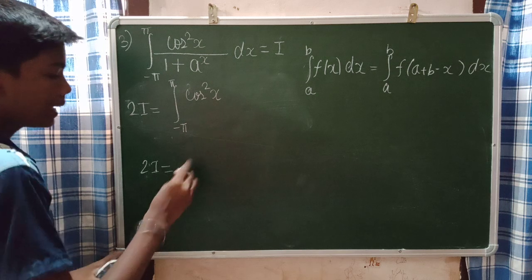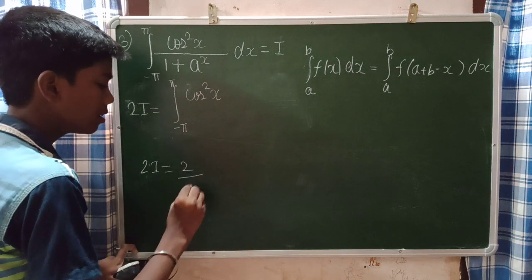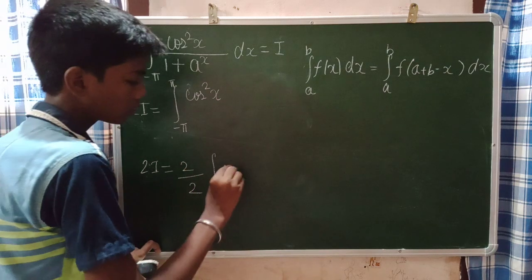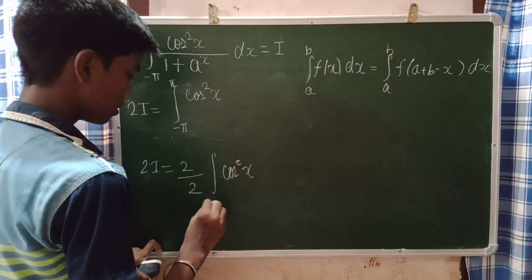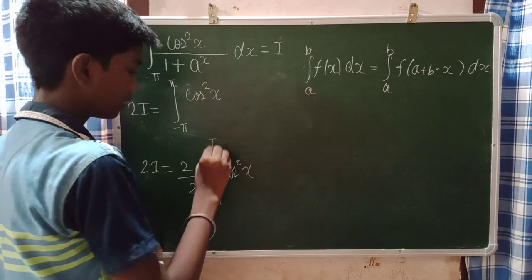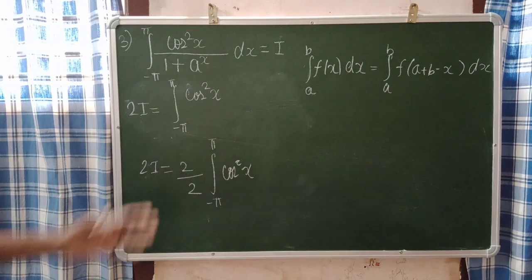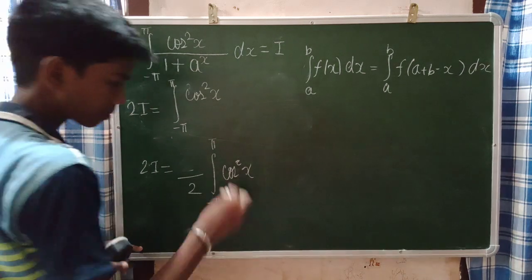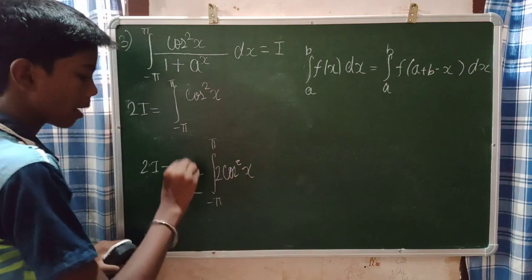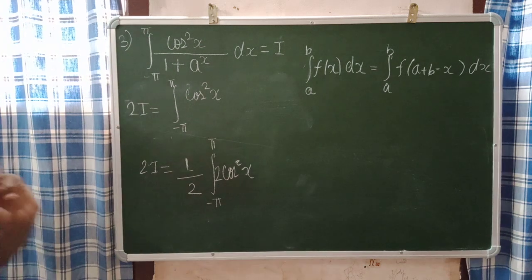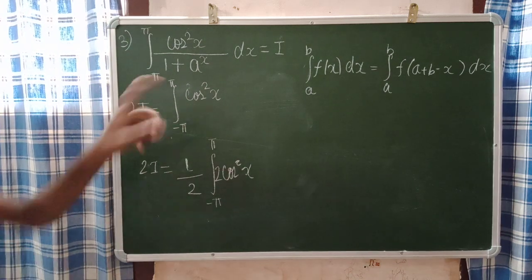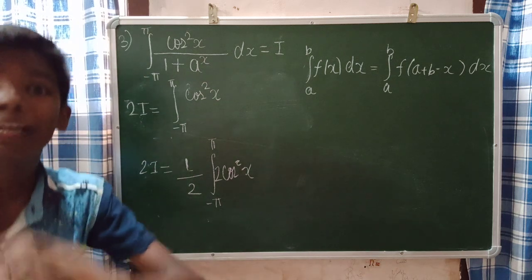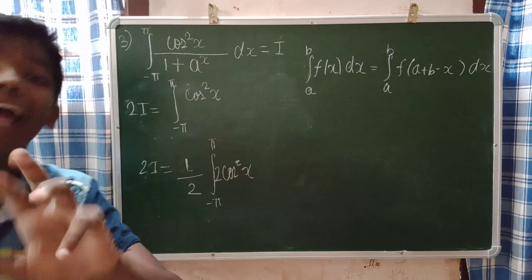So when you multiply by 2 in this integral, I'm going to divide it by 2 into integral of cos square x from minus pi to pi. Now as I'm multiplying it by 2, I can take this 2 inside. So 2 cos square x, and this will be 1 by 2. Just a basic thing guys. I just multiply 2 in this integral and divide this integral by 2.